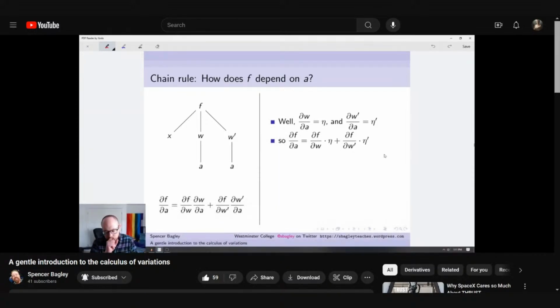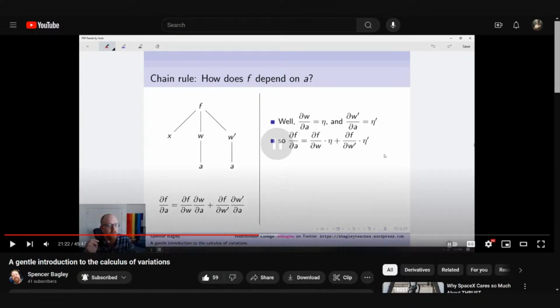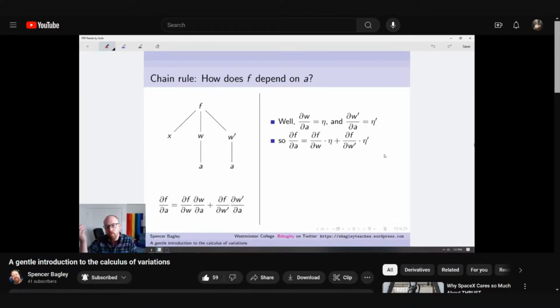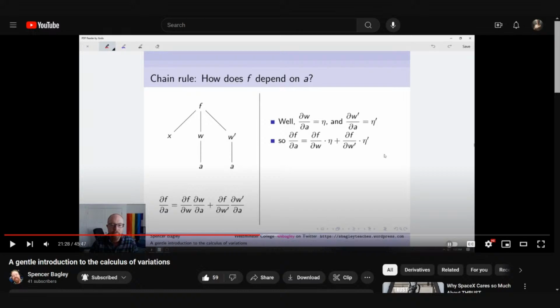And then we were really interested when a equals 0. And when a equals 0, w is just y, right? If we collapse out the amount of variation, we get our original curve back. That was sort of the point. Yes, a equals 0, w equals y. Is that what he said?